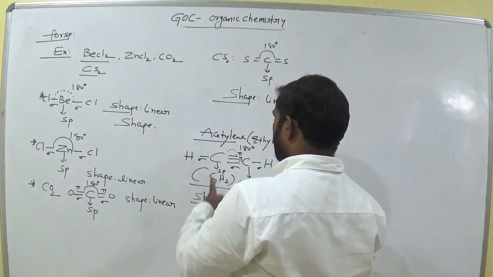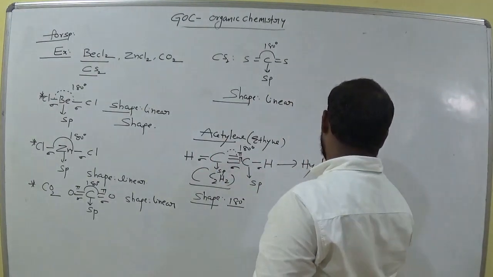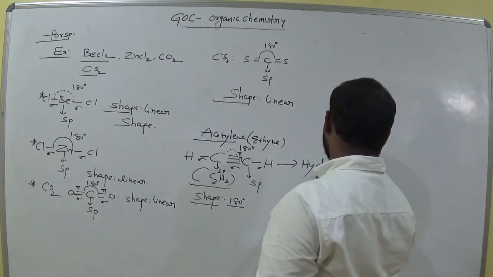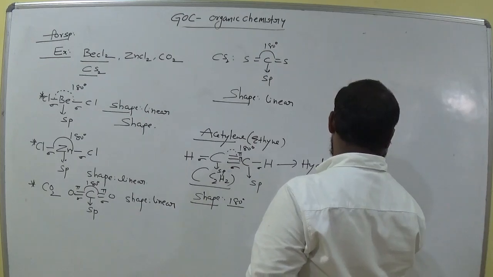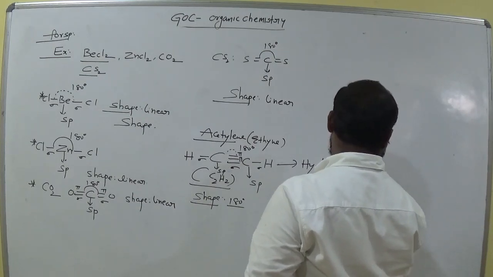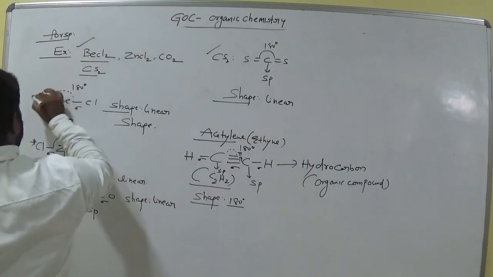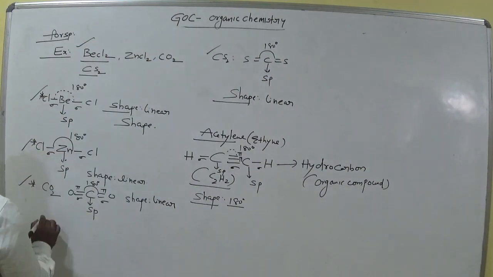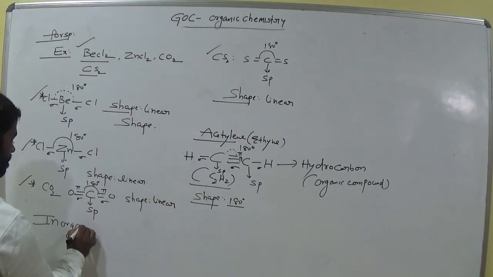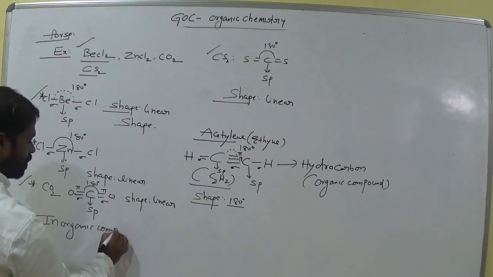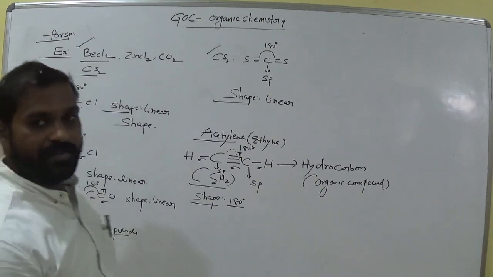Here, this is an organic compound, a hydrocarbon. Why? Because it mostly consists of carbon and hydrogen only, so we call it a hydrocarbon. So it is called an organic compound. Am I right? The remaining ones are called inorganic compounds. Is it clear, all of you? Inorganic compounds.